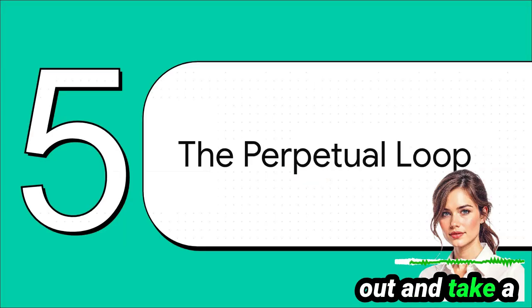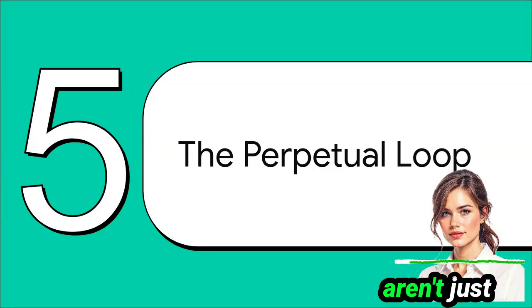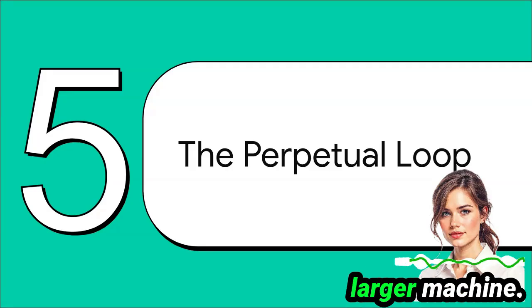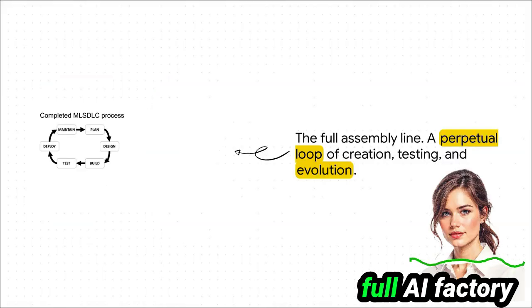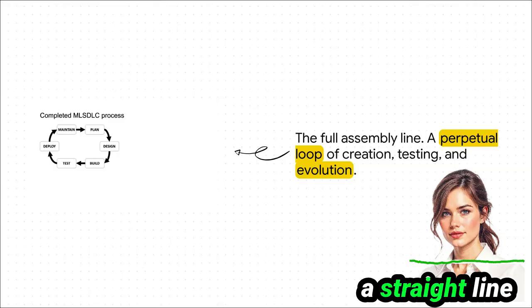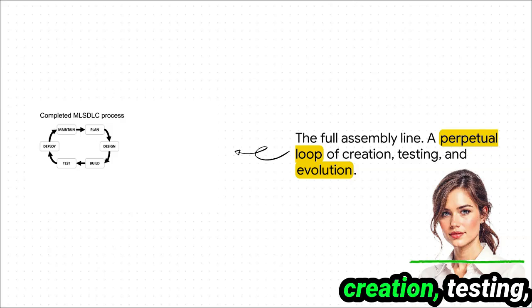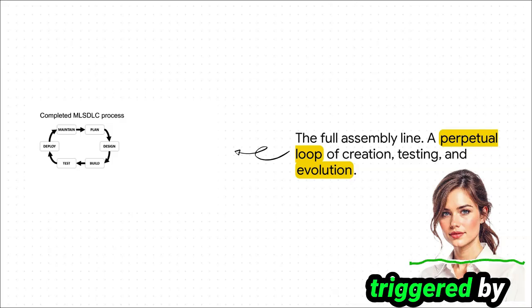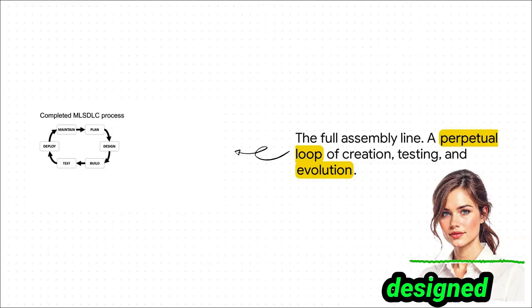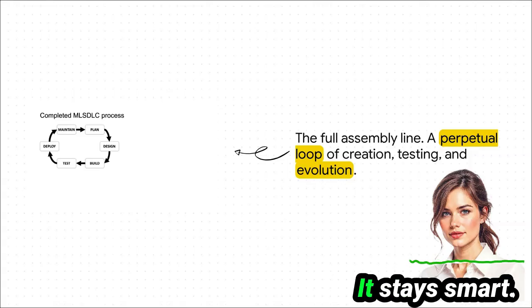So let's zoom out and take a look at the whole picture we've just put together. All these different stages aren't just one-off events. They're all interconnected gears in a much, much larger machine. And here it is, the full AI factory in all its glory. What we've really built isn't a straight line that has a start and a finish. It's a perpetual loop, a cycle of creation, testing, and evolution. Whether it's triggered by a developer pushing new code or by brand new data appearing, it's a living system designed for constant self-improvement. It makes sure our application doesn't just start smart, it stays smart.